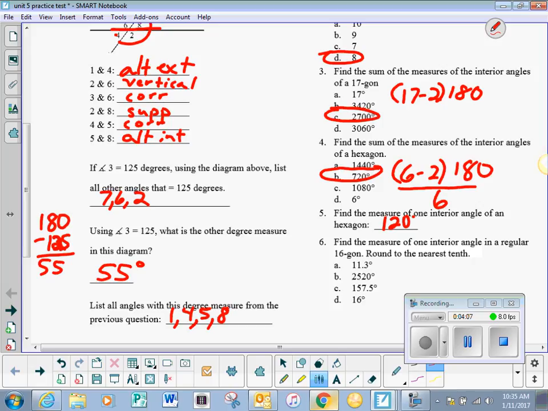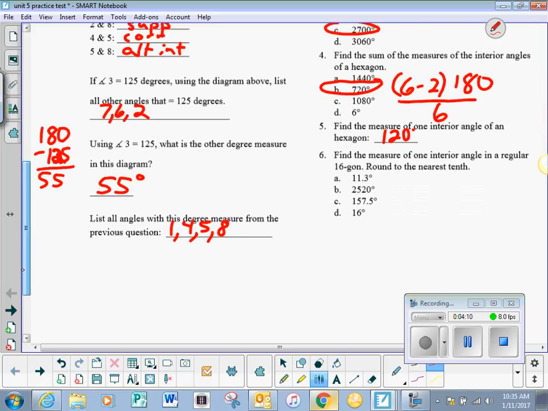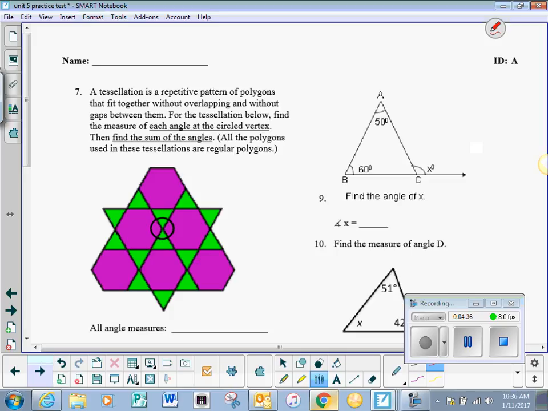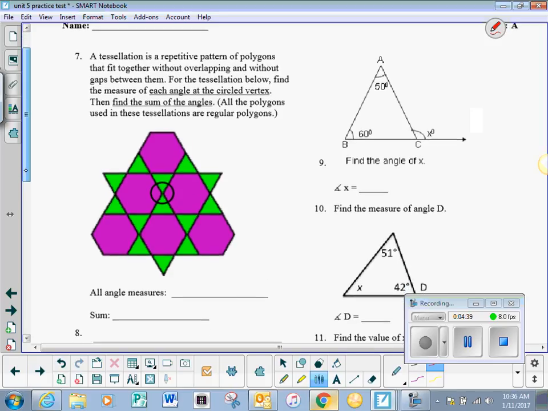Okay. Number 6. Find the measure of one interior angle in a regular 16-gon. That's when I would do 16 minus 2 times 180 divided by 16. And what do you get? Okay? All right, so that page is worth 14, almost half the test. So make sure you know how to do page 1. That's very important.